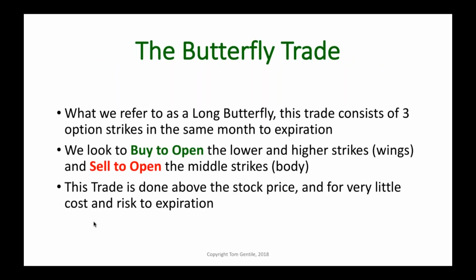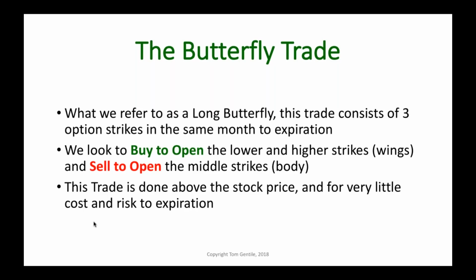Now, the third type of trade we can take with this type of pattern is a butterfly trade. And we refer to the long butterfly. This is a long butterfly, which means it consists of 3 option strikes. We look to buy to open the lower and higher strikes. Those are called the wings. And then we sell to open the middle strike, which is the body.